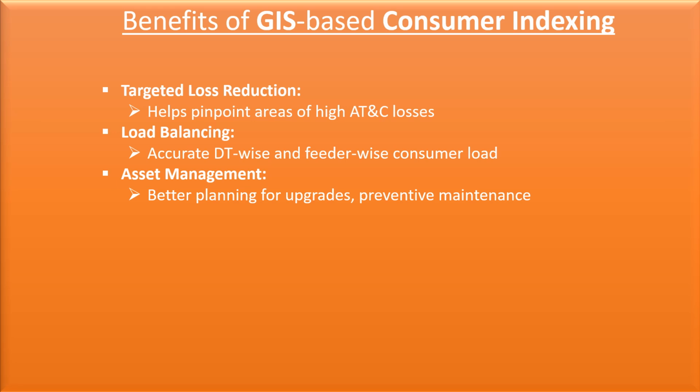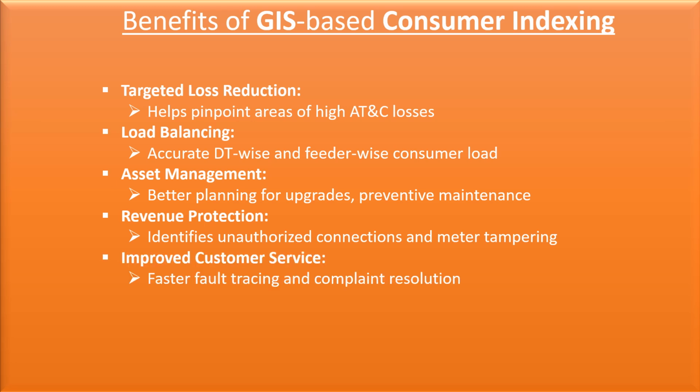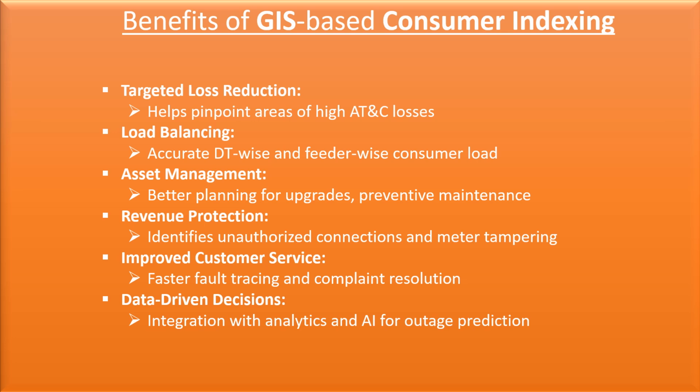Asset management, that is, better planning for upgrades and preventive maintenance. Revenue protection, that is, it identifies unauthorized connections and meter tampering. Improved customer service, that is, faster fault tracing and complaint resolution. Data-driven decisions, like integrating with analytics and AI for outage prediction.